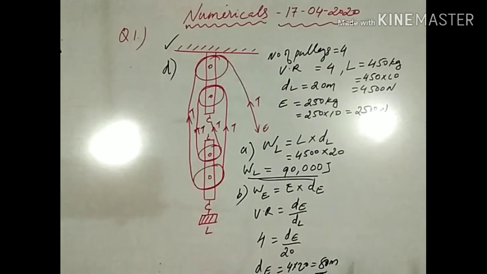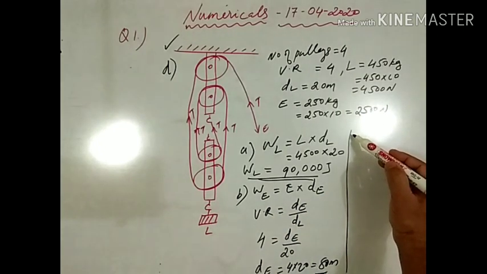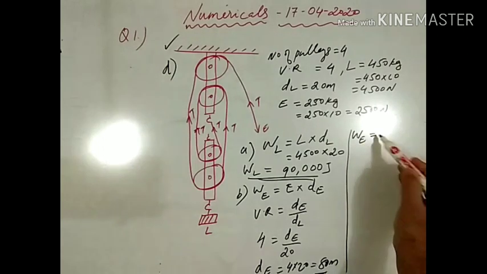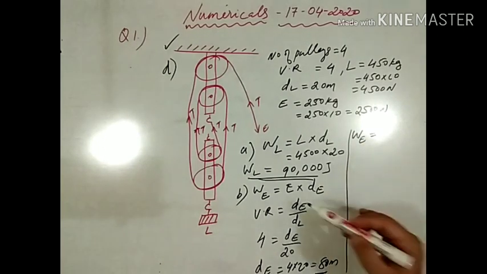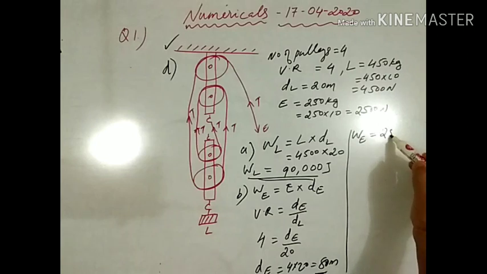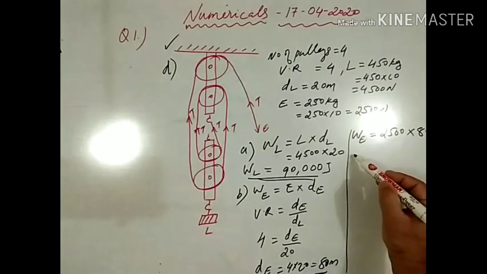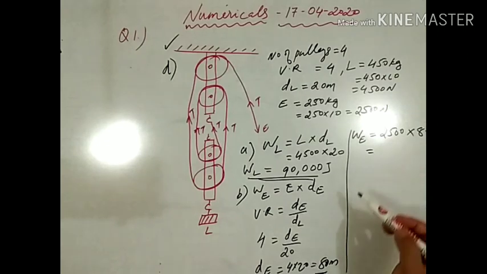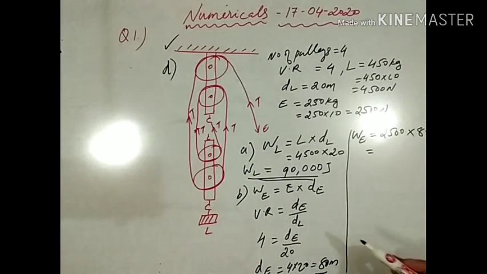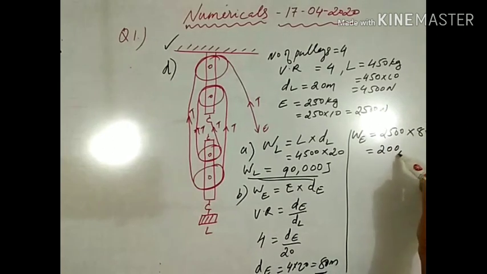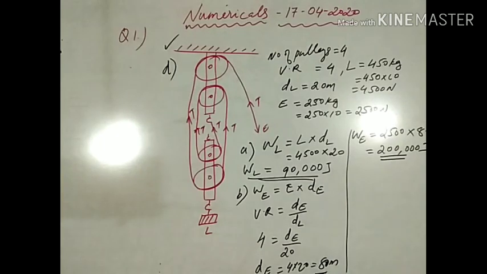Now, we can solve work done by the effort. Work done by the effort is equal to effort. What is the value of effort? 2500 into what is the value of displacement of effort? 80. Therefore, we get it as 2500 into 80. How much is it? 200,000 joule, 2 lakh joule. So, we calculated work done by the effort.